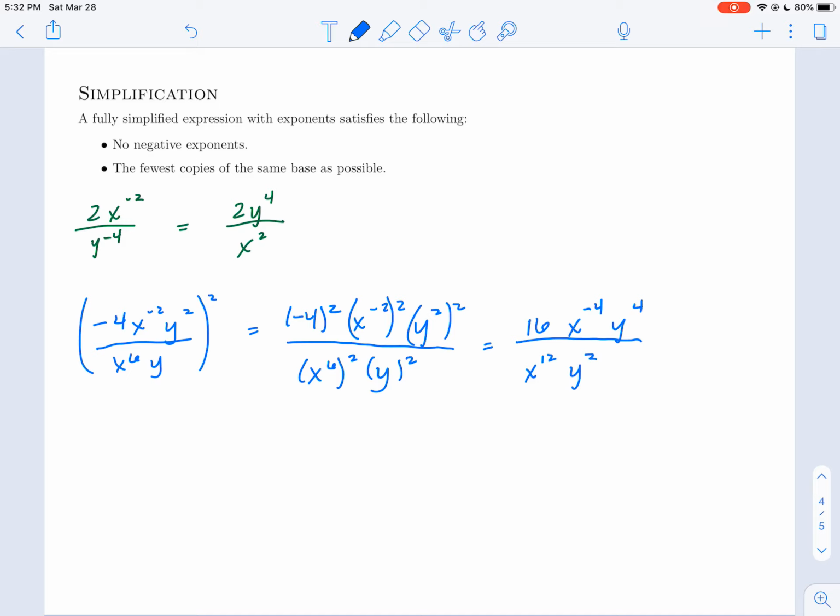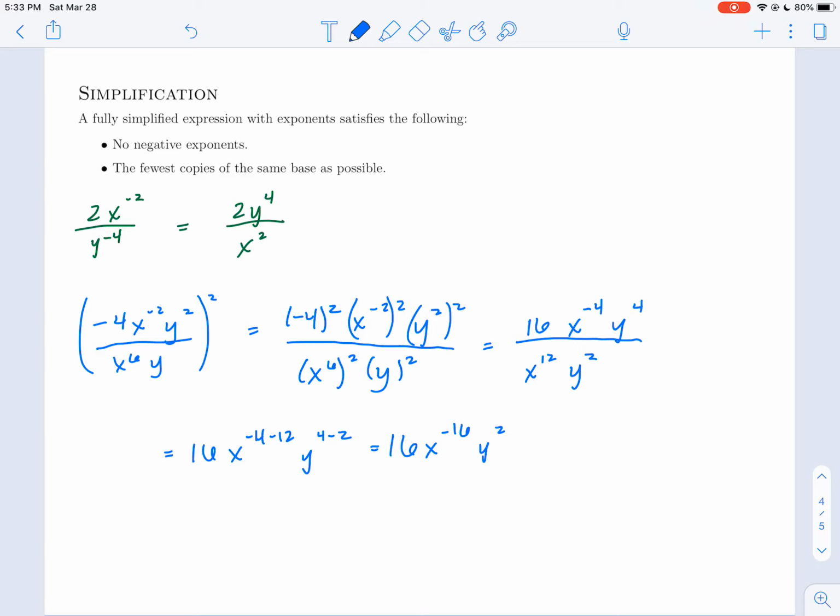Okay, from here, I'm going to try and reduce the number of bases that I see. For instance, we see 2 different copies of x: that x to the -4th in the numerator and the x to the 12th in the denominator. I want to combine those, and I want to do the same with those 2 y's that I see. For this one, we're going to fall back on that quotient rule. I have the same base, different exponents, so I'm going to subtract them. I'll let that 16 hang out front, and then I'll have an x to the -4 minus 12 and a y to the 4 minus 2. Or simplified out, that'll be 16 x to the -16th y squared.